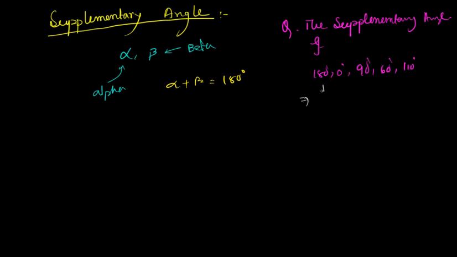We just need to subtract the given angle from 180. So 0, 180, 90, 120 and 110, so we have 70. So these are the supplementary angles of the given angles. What I just did was subtract them from 180 degrees.